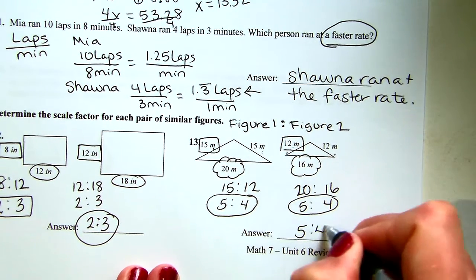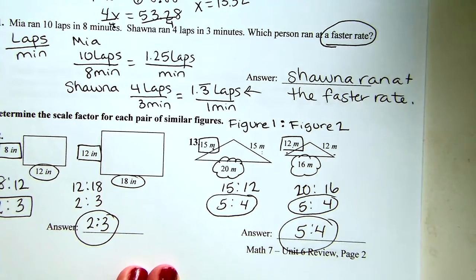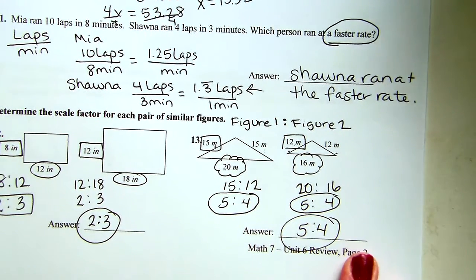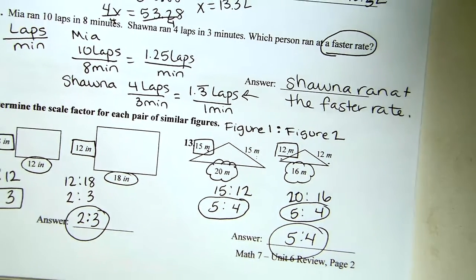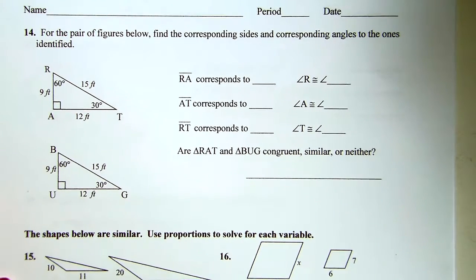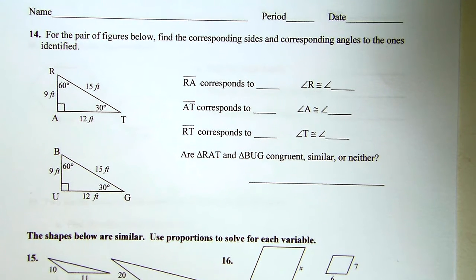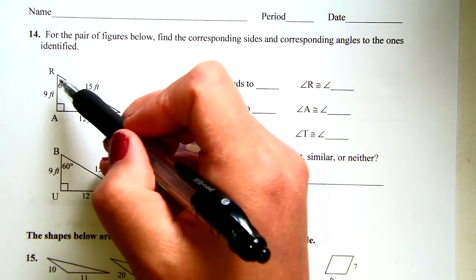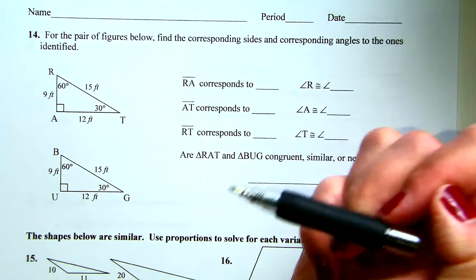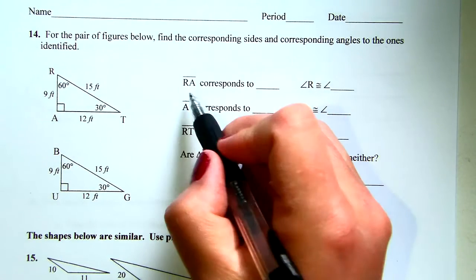Moving on to the next page. All right. For this figure, we are identifying the corresponding sides and the corresponding angles. So if I'm taking a look at triangle RAT, I want to find the side that corresponds to RA. So RA is here. That's going to leave me with BU.